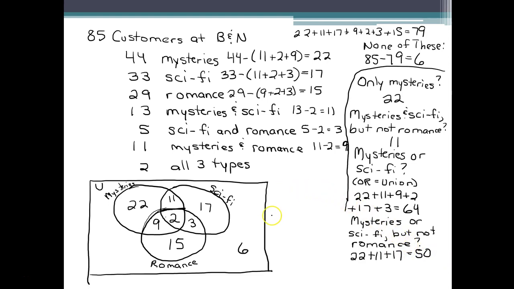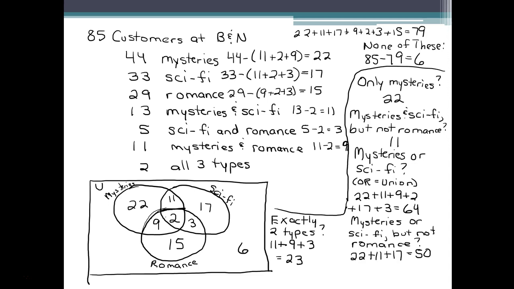And then how many purchased exactly 2 types? Well, you've got the 11 that purchased mysteries and sci-fi but not romance. You've got the 9 that purchased mysteries and romance but not sci-fi. And you've got the 3 that purchased sci-fi and romance but not mysteries. And that gives you 23. So now we've been able to answer the 5 questions they had asked on that problem.